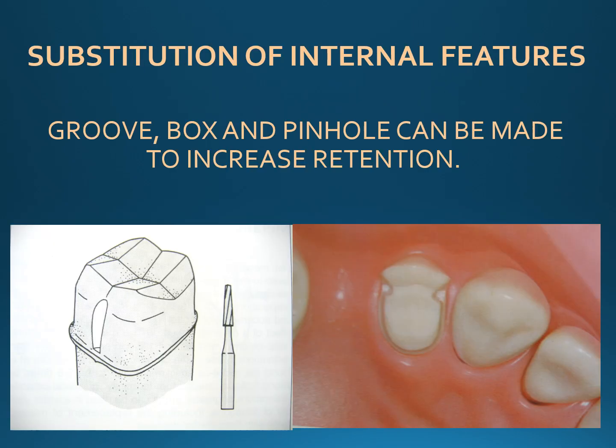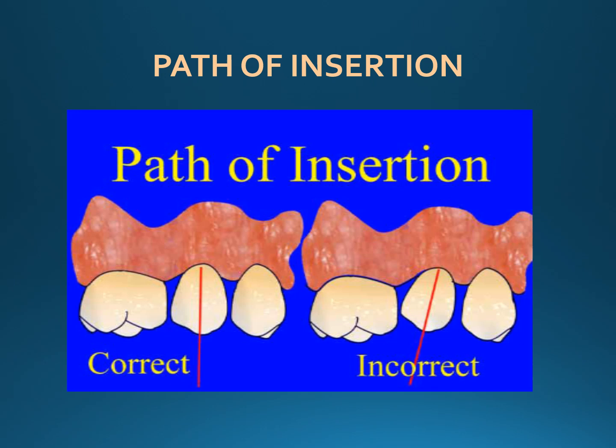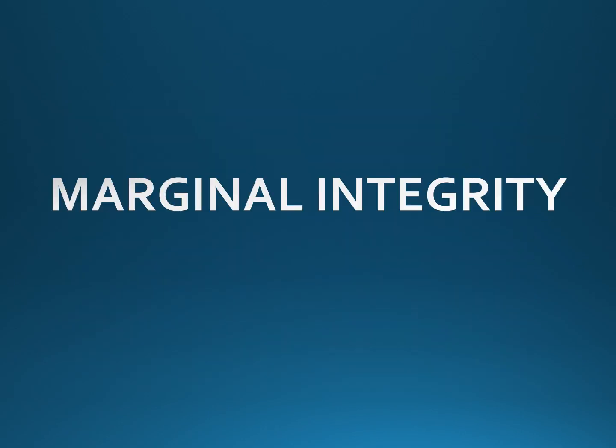The retention form can further be increased, or made better, by substituting internal features such as grooves or box forms. These are very common in partial veneer crowns such as the 3/4 crown or the 7/8 crown. Sometimes pinholes can also be made to increase the retention. The path of insertion is the last factor, and it should be such that there is only a single path of insertion and removal of the prosthesis, so that there are no multiple directions in which the prosthesis can be displaced. Going on to the next principle, marginal integrity.